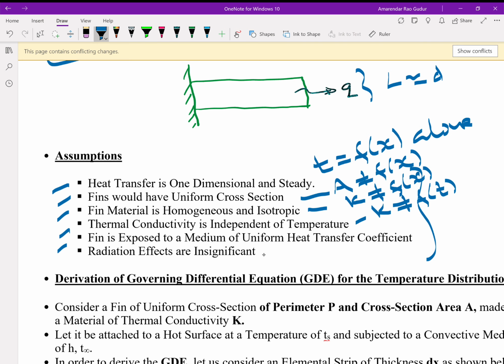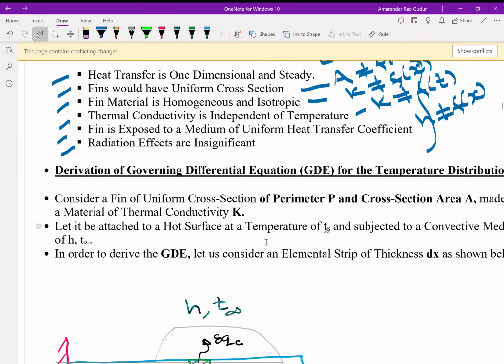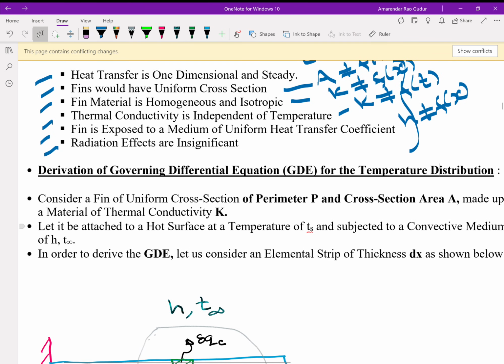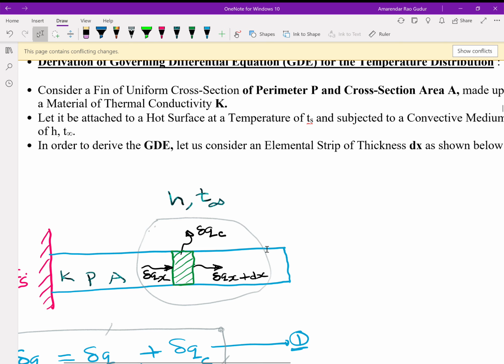Which means that h is independent of location. All along you have the same medium, then absolutely no concern about the radiation. We ignore the radiation effects. And we realize that in fins we are going to have heat transfer by combined modes: conduction along the length and convection over the surface.